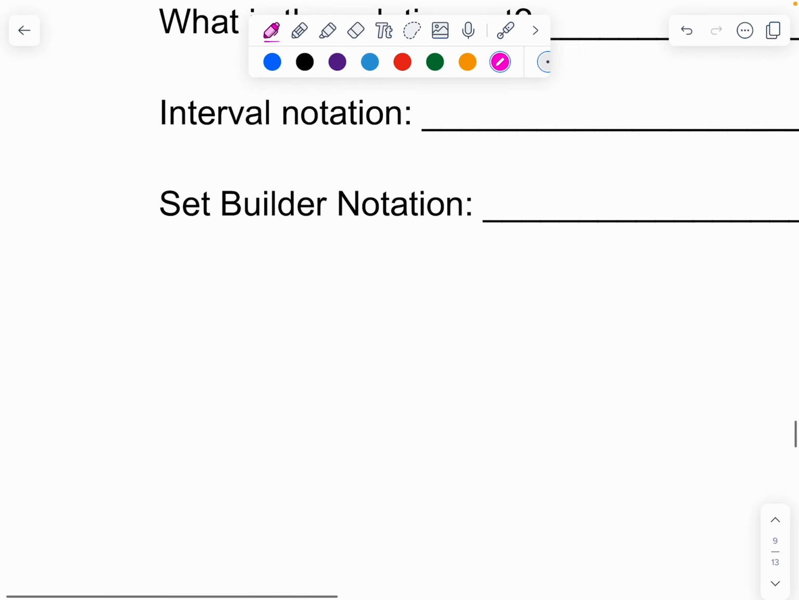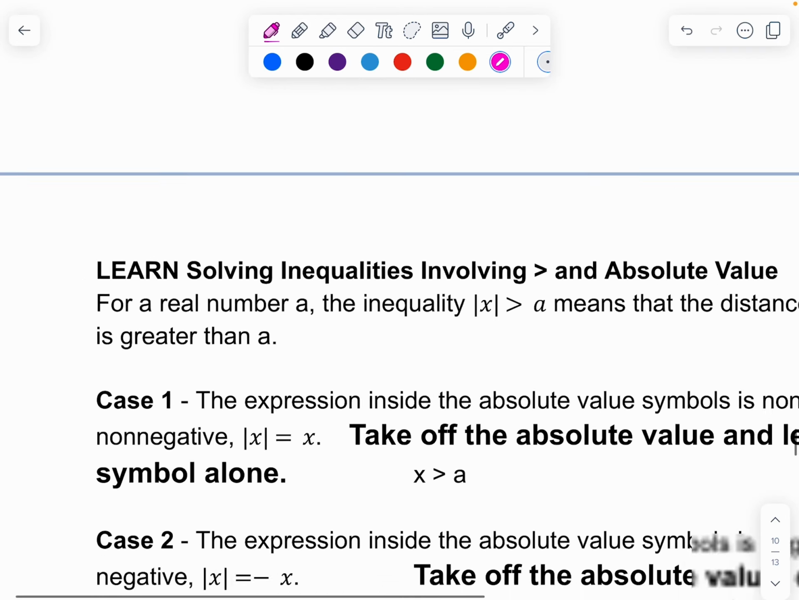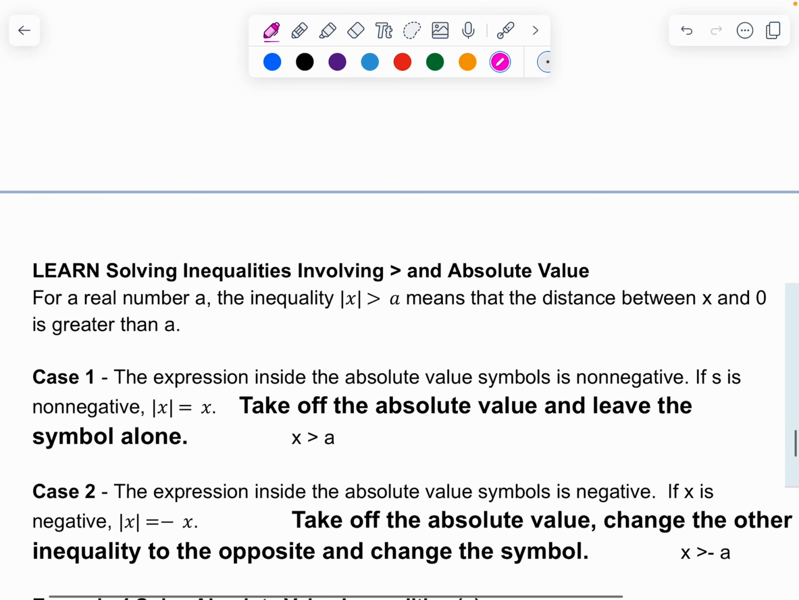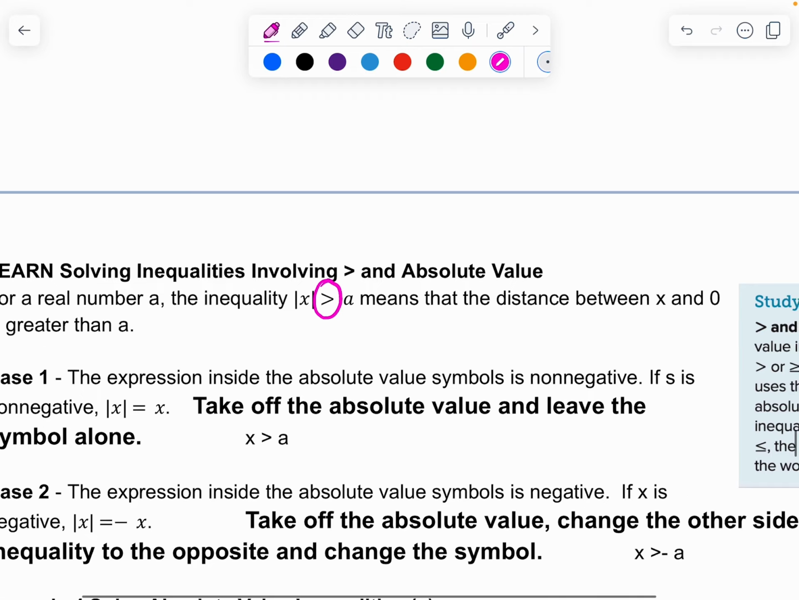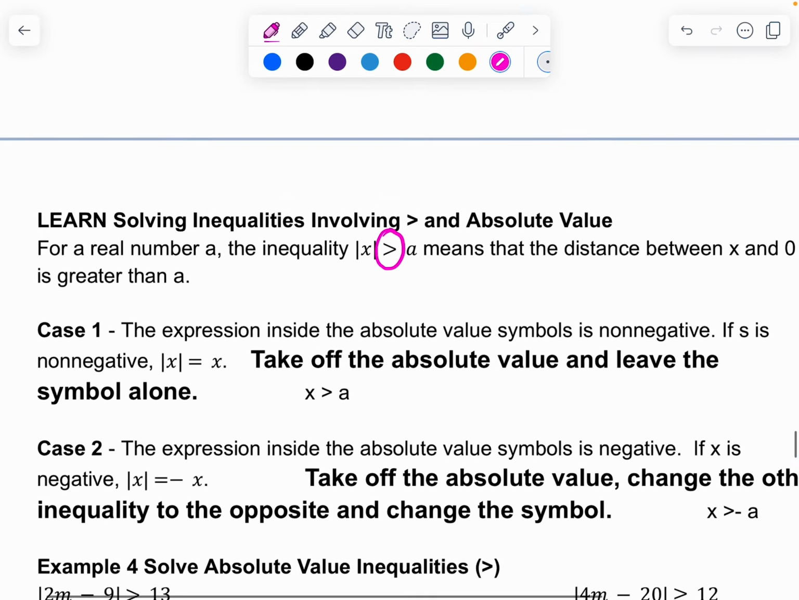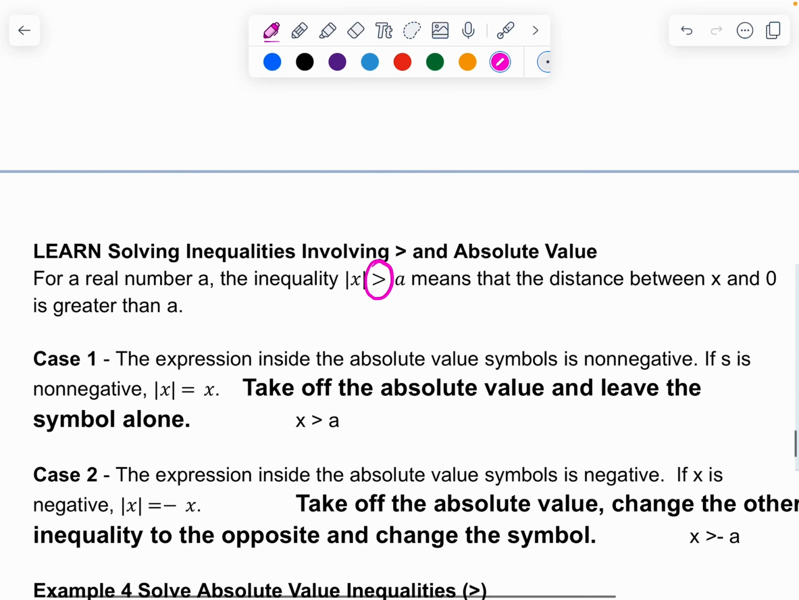Awesome. So let's go to this down here. Now, that was less than. Now we're going to be dealing with greater than. Okay, so I think of this one as "or." Anytime you have greater than, it's going to be an or statement.